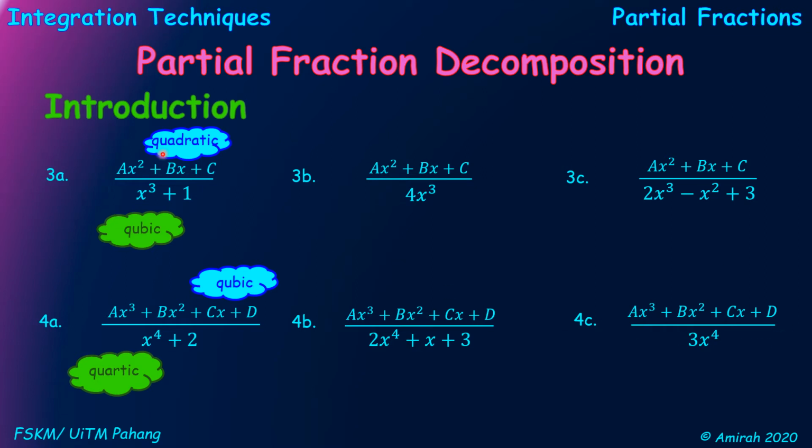Alright, in general, okay, if we have denominator with degree 4, we should have 4 constants a, b, c, and d. If we have denominator with degree 3, we should have 3 constants a, b, and c. Alright? That's the concept to set up the partial fraction.